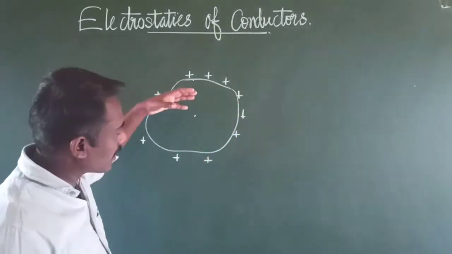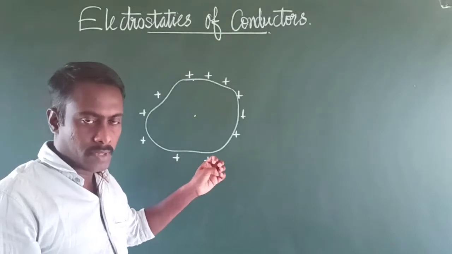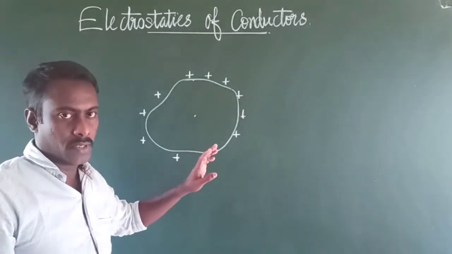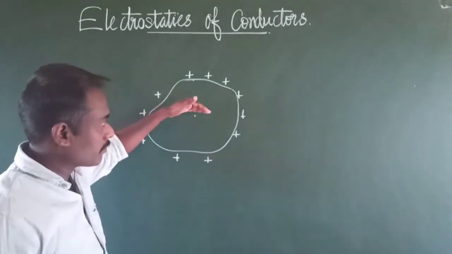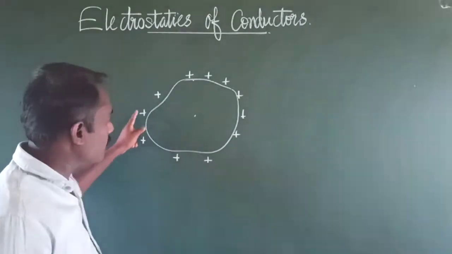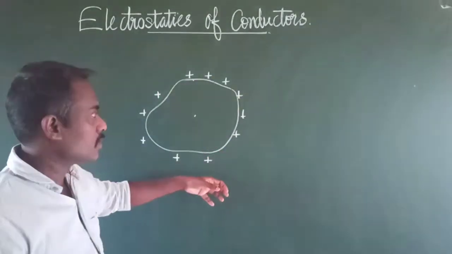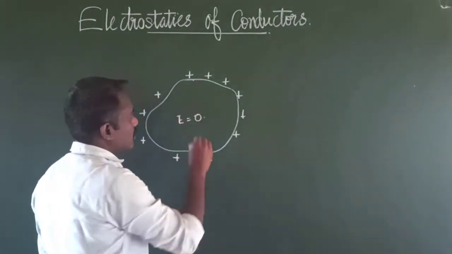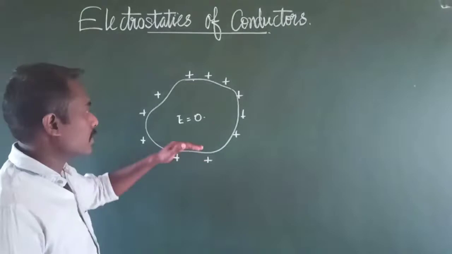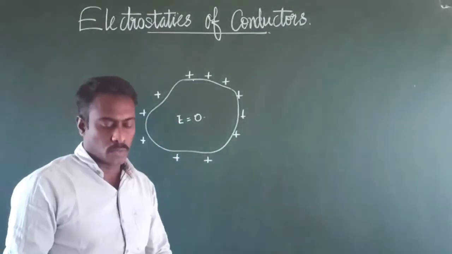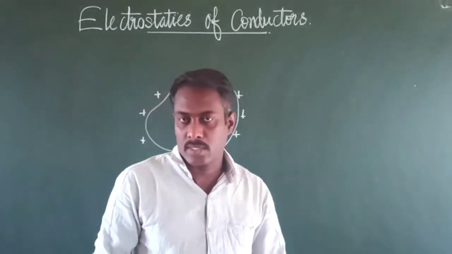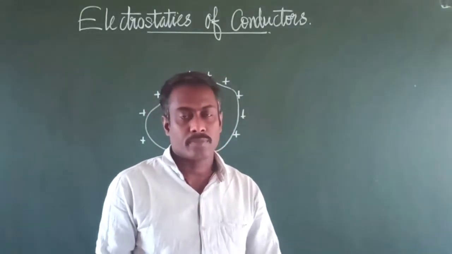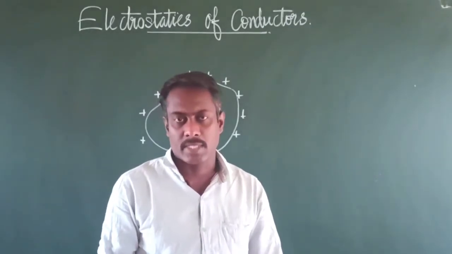When a conductor is electrically charged, these charges produce an electric field, and this electric field is also present only on the surface of the conductor. That means the electric field inside the conductor is zero. No electric field is present inside the conductor, since no excess charge is present inside the conductor.